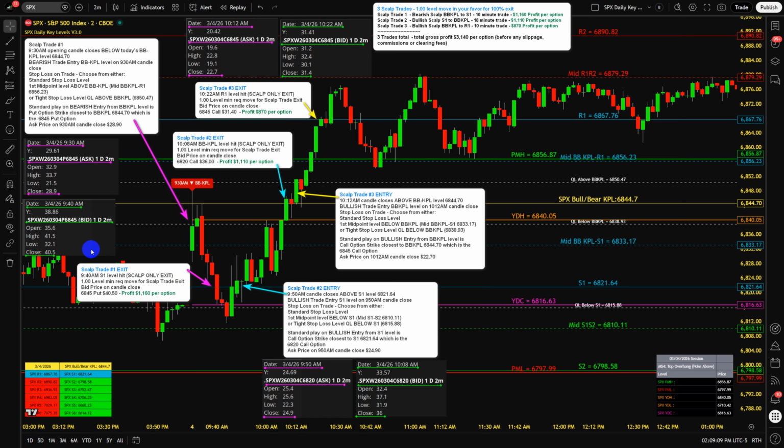Okay, so in this case, at the 9:40, we have the bid price on the candle close here. So the bid on this 9:40 a.m. candle close is $40.50. So that is a profit of $1,160 per option on this scalp trade.